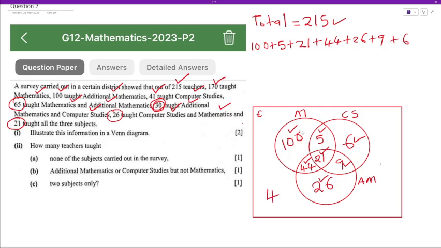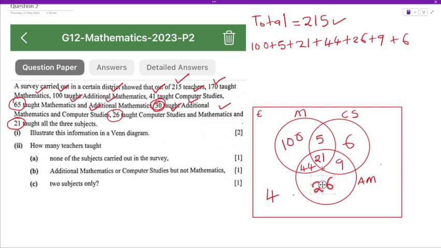So first start by confirming each set. Once you confirm each set, then you add everything and then compare with the total you are given in the question. It will now give you the value to put outside the sets. In case everything matches, it simply means there's no one who's supposed to be outside.